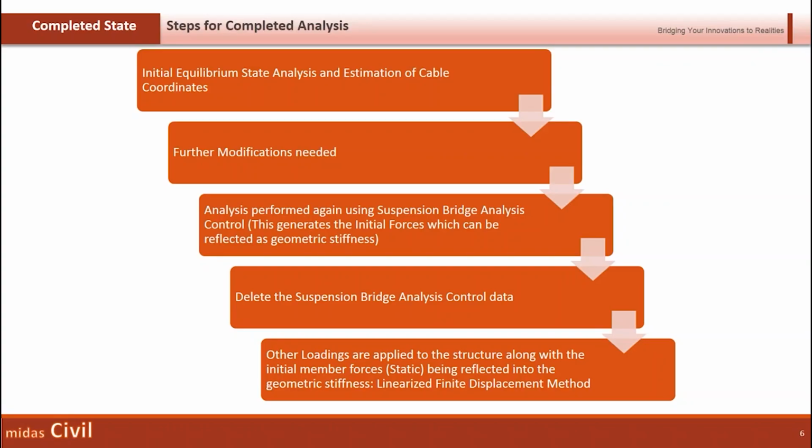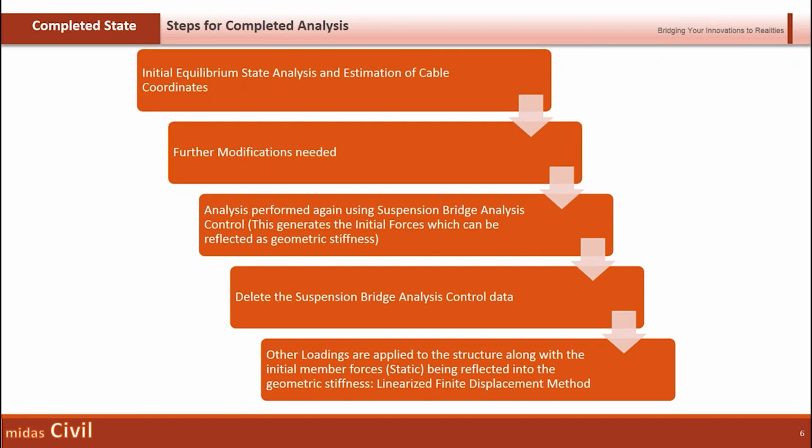So we'll start with the completed state analysis. The steps required, as I told you before, are that we have to create an initial model. The initial model will have hangers and cables with the self weight of the bridge. Then when we do the analysis, the software will automatically generate the initial forces that are required to sustain that loading. It will give you the coordinates of the cable, the cable tensions, and the initial forces that are required.